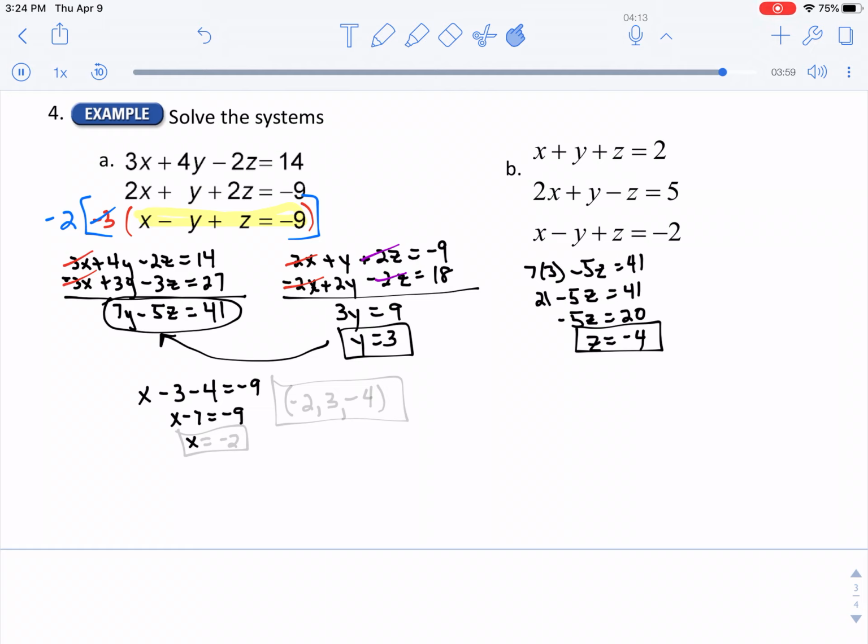Add 7 to both sides. I get x equals a -2. And there's my x. And of course I give the answer as an ordered triple, with the x first, the y second, and the z third. And there's the solution to this system.